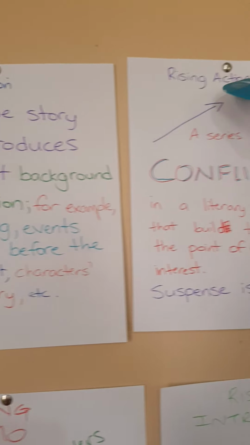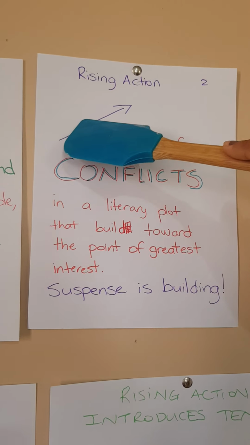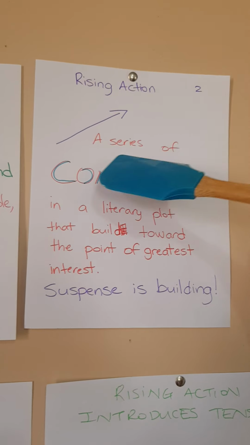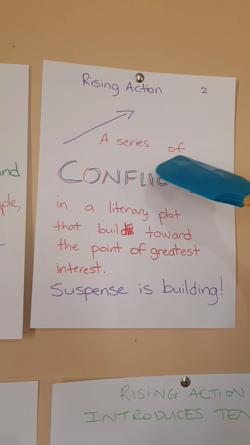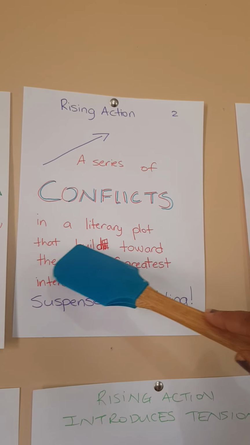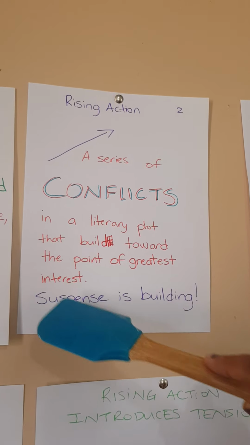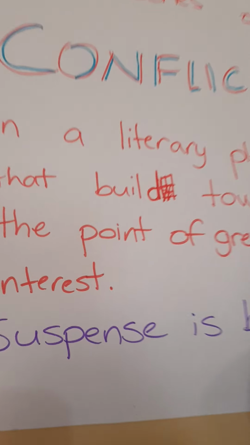Then you have your rising action. This is the first part that goes up like this on the main diagram. Your rising action. This is where you have a series of conflicts in a literary plot that build toward the point of greatest interest. Suspense is building.